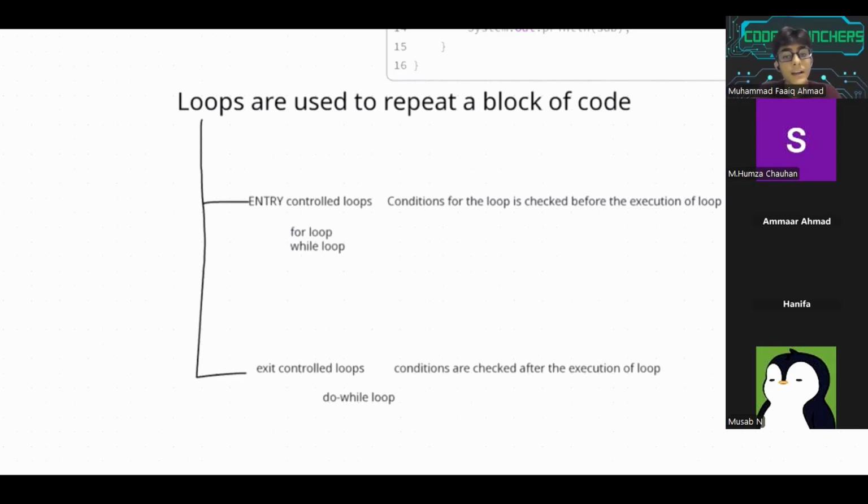In entry control loops, the conditions which we apply for the loop to run are evaluated at the beginning, and only if they stand true, then the loop executes. Whereas in exit control loops, the loop executes once, and then it evaluates whether the conditions are true or not. Only if they are true, the loop continues. If they are false, the loop terminates. The only thing is that exit control loops always execute once, whereas entry control loops do not execute if the condition is false.